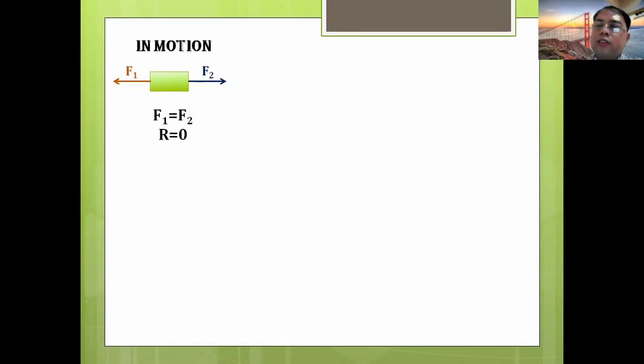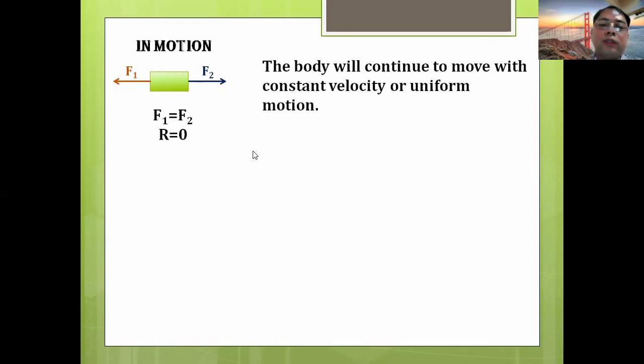Now, in this case, if the resultant is 0 and the body is in motion, the body will move with uniform motion. That's one of the types of motion that we mentioned earlier. So we can achieve uniform motion when the forces acting on the body have a resultant of 0. The body will have a steady, constant velocity, so its speed and its direction will be maintained, or will always be the same.